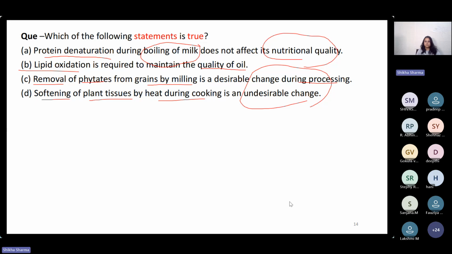The C answer, many people are saying C. The removal of phytates from grains by milling is a desirable change during processing. Okay, so you guys are correct.